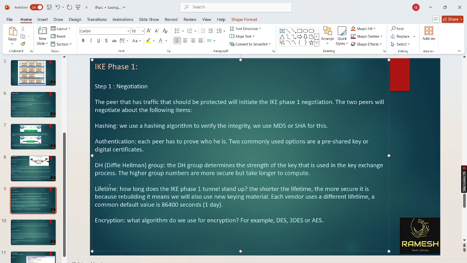And the lifetime means how long IKE phase 1 stays up. As I mentioned earlier, by default the lifetime of phase 1 is 1 day, which is 86,400 seconds. Once the lifetime is complete, it will generate a new IPsec phase 1 by rekeying. The tunnel won't go down, but it will generate a new IPsec for new keying.